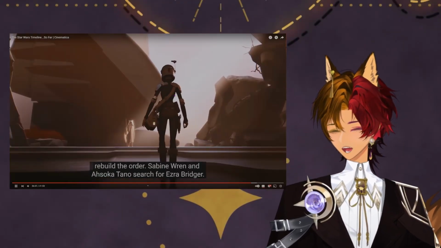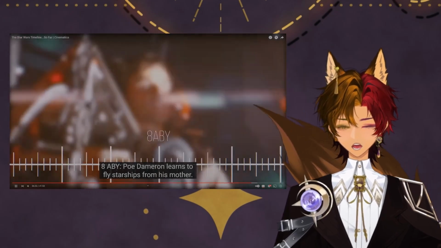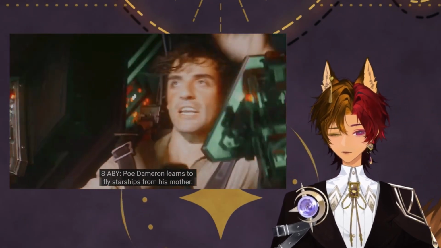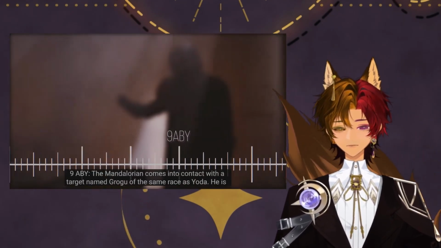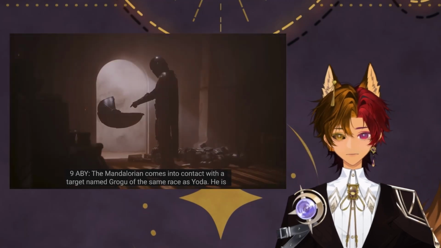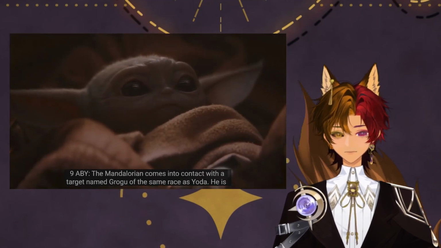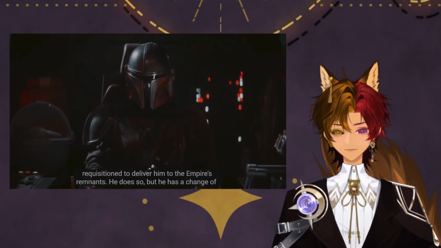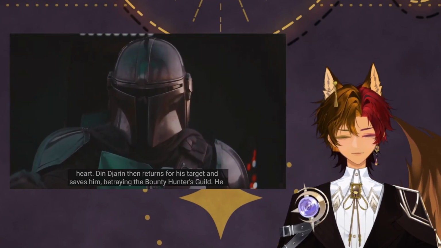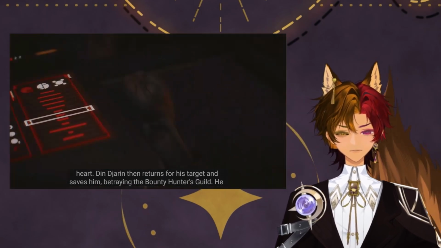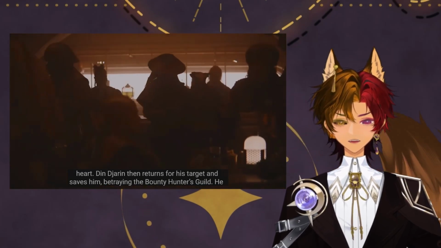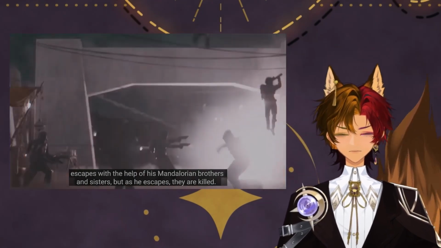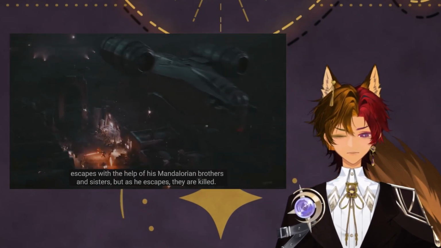Ahsoka Tano searches for Ezra Bridger. 8 ABY. Poe Dameron learns to fly starships from his mother. 9 ABY. The Mandalorian comes into contact with a target named Grogu of the same race as Yoda. He's requisitioned to deliver him to the Empire's remnants. He does so, but he has a change of heart. Din Djarin then returns for his target and saves him, betraying the Bounty Hunters Guild. He escapes with the help of his Mandalorian brothers and sisters, but as he escapes, they're killed.